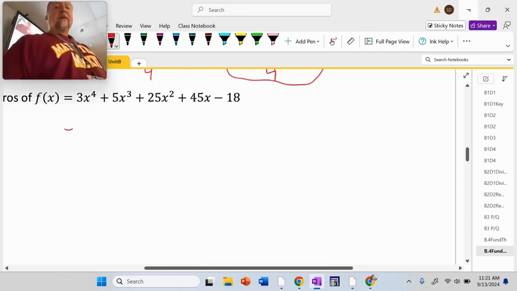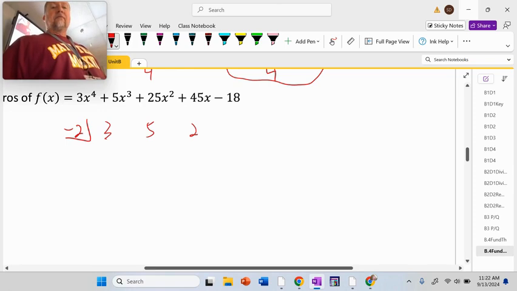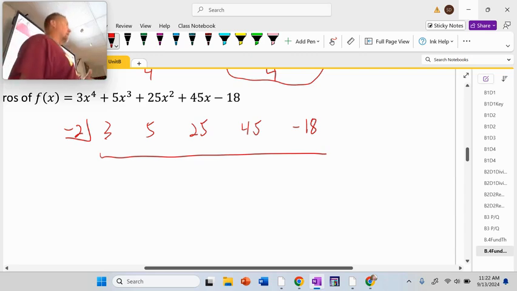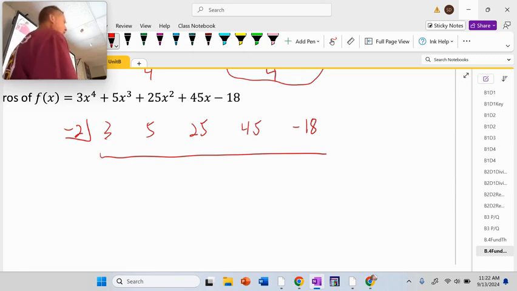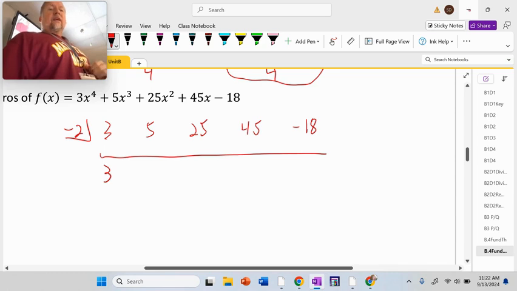So now that I see -2, I'm going to do this the old way. Sorry, I'm slowing down here. 3, 5, 25, 45, 18, negative. Another thing we're doing a disservice: not only do we not have these in order for you already, be careful. There's no missing terms. Account for missing terms. So 3, I'm going to be really sad if 1/3 doesn't work.